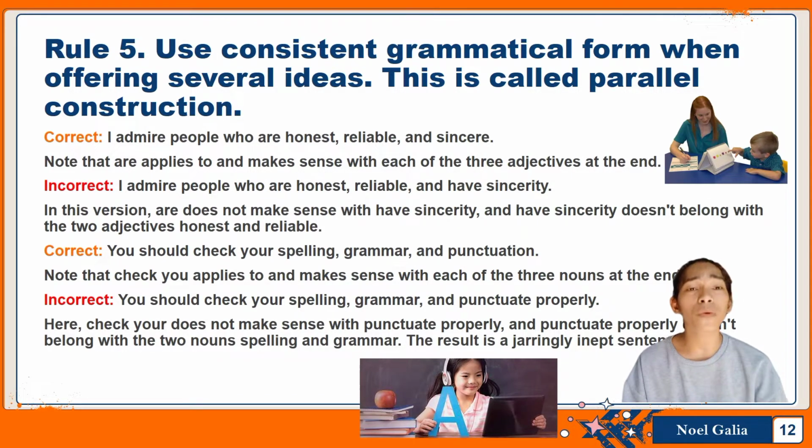You can actually write it this way. The correct sentence should be like this: you should check your spelling, grammar, and punctuation. In this sentence, the three are in a parallel construction in noun form.